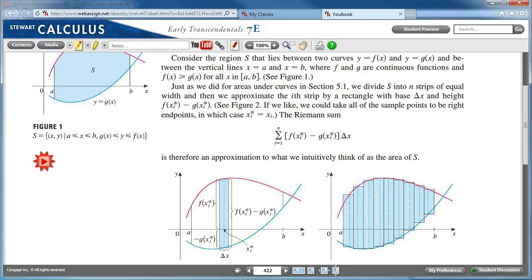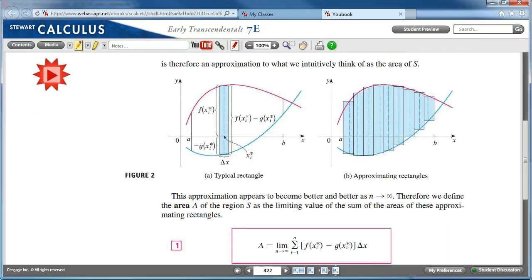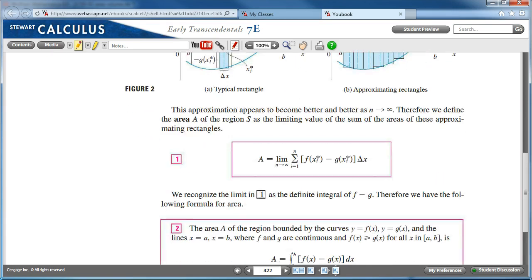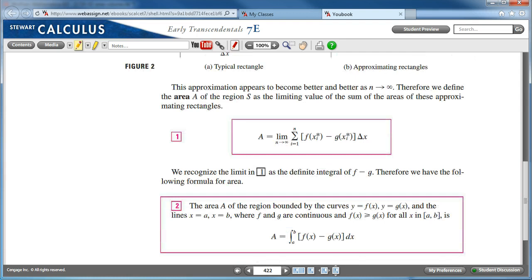And add them all together and you get a Riemann sum like this, which can be represented as a Riemann sum like that, and take the limit as n goes to infinity, or equivalently speaking, the partition size delta x going down to 0, we're going to get a definite integral like this. Here, please note that f is greater than or equal to g. F is the upper function, g is the lower function.